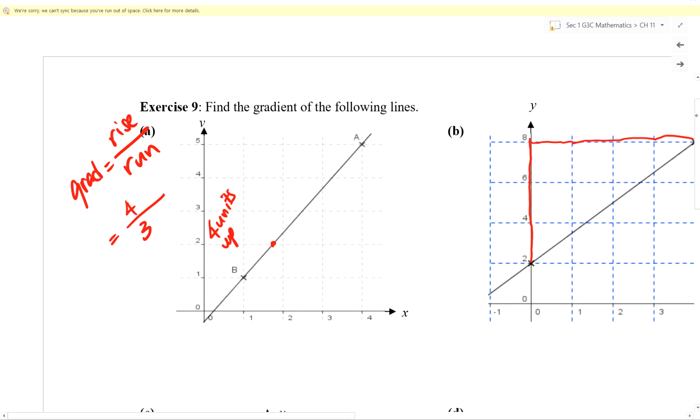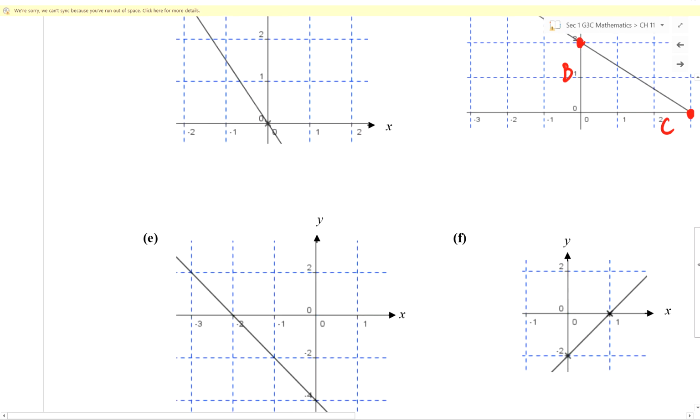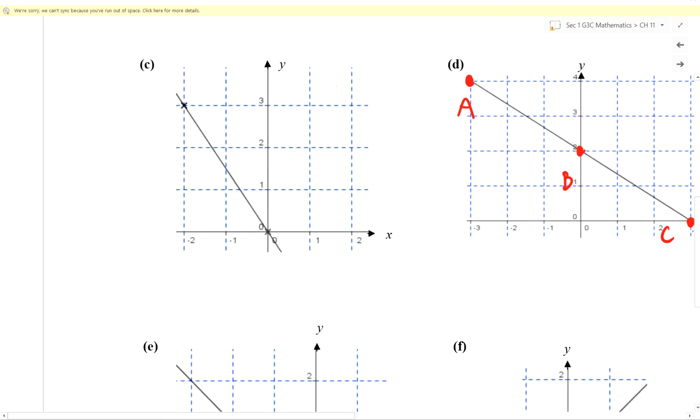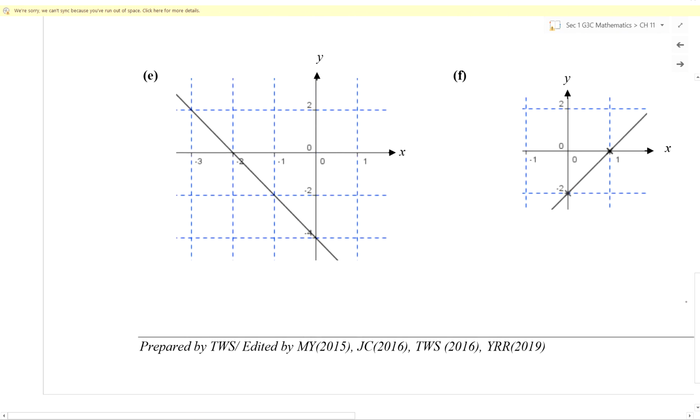For your homework today, please find out the gradient for the remaining C, E, and F.